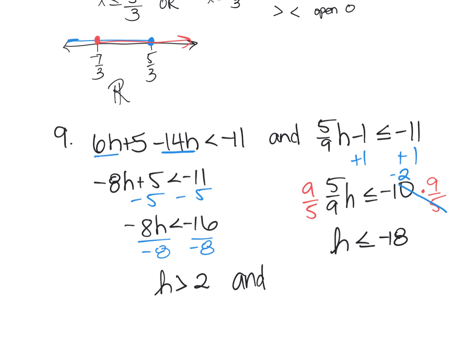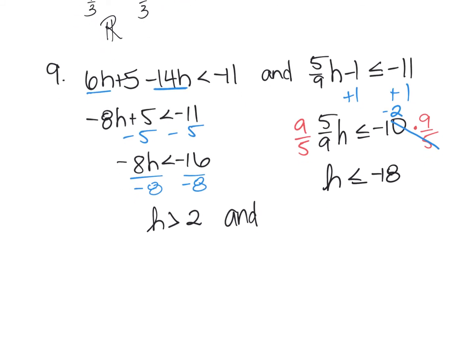Yes? Okay. As long as you make sure to multiply the negative 1 and the negative 11. So you should have had 5h minus 9 less than or equal to negative 99. Okay. Yes, that's okay.